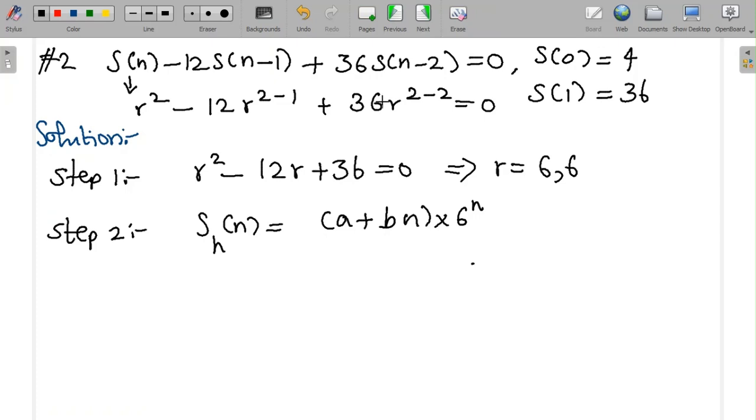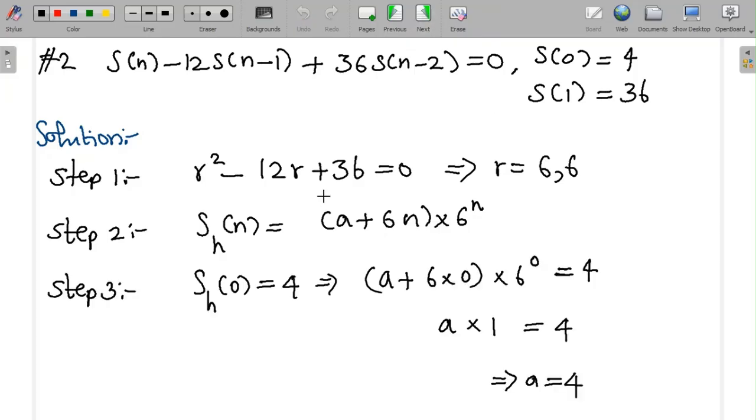Let's start that. To find the values of a and b, of course, we'll use the constants given in the question. S of 0 is given as 4, S of 1 is given as 36. We'll do that on the next slide. So when n is equal to 0, we have S of 0 is equal to 4. So a plus b times 0, into 6 to the power 0, is 4, or a times 6 to the power 0, which is just 1. A times 1 is 4, and we have the value of a as 4.